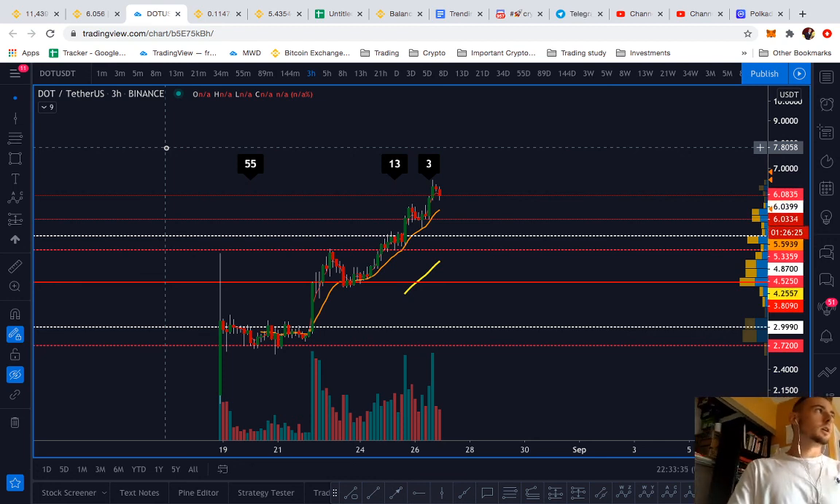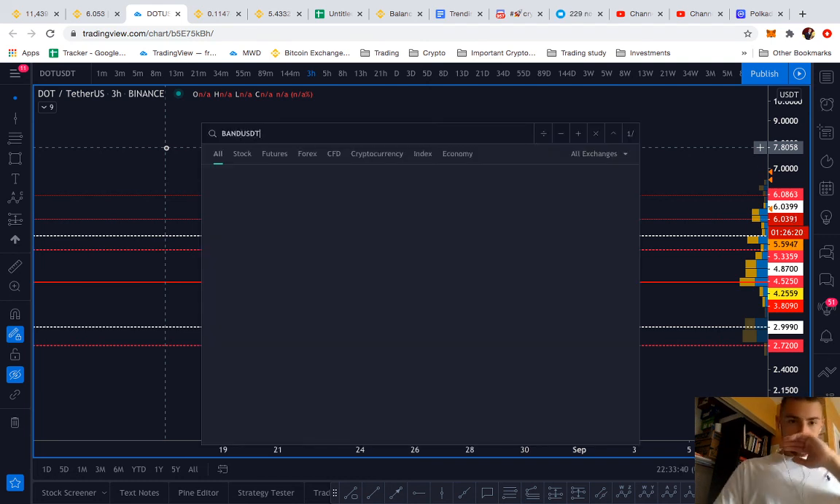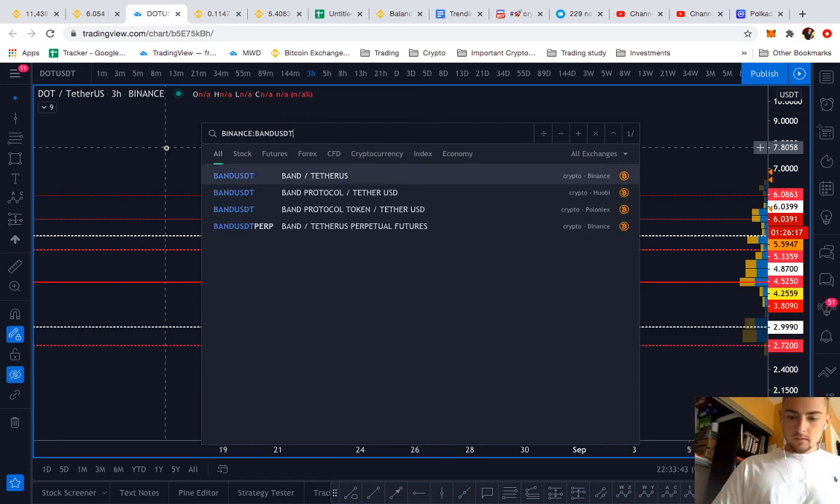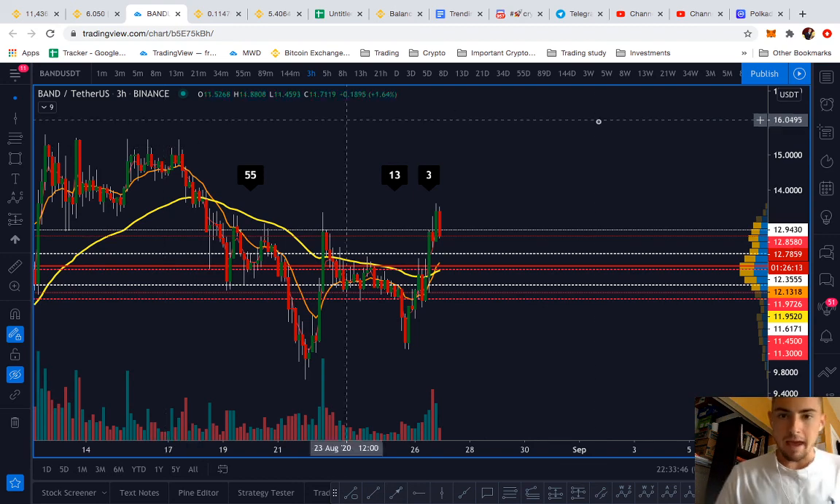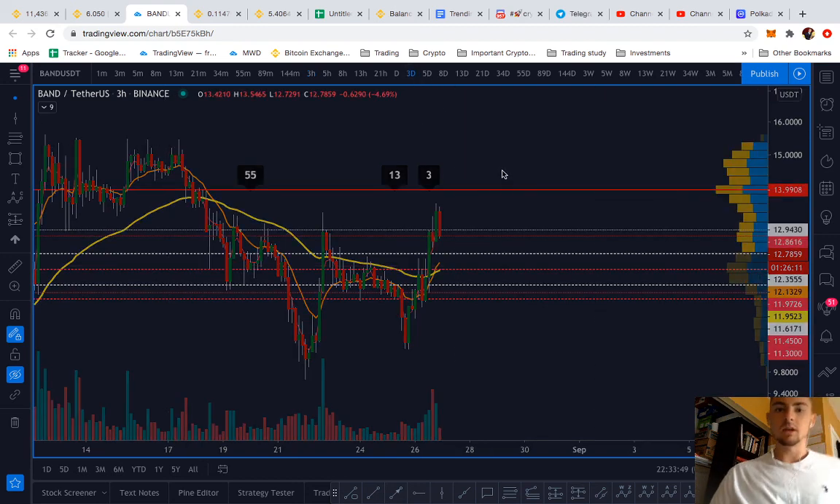And here we go. Band USDT. I haven't eaten yet, I'm getting a little hungry. So here's Band. I want to take a look at the 3 days.